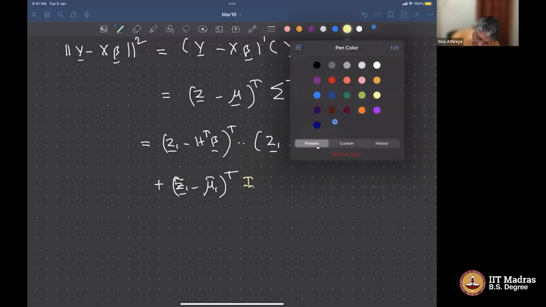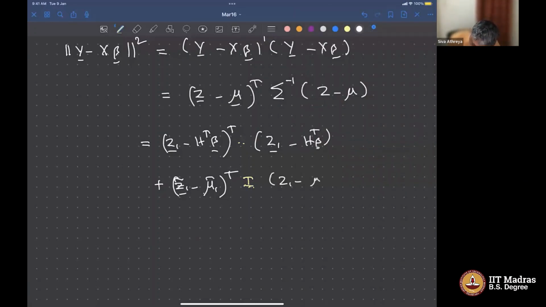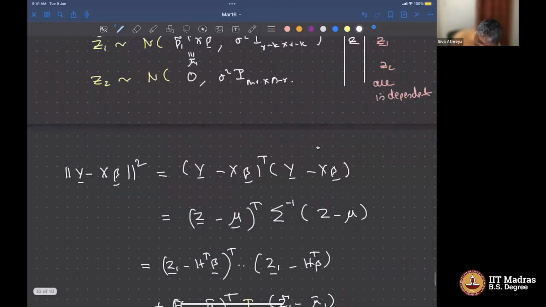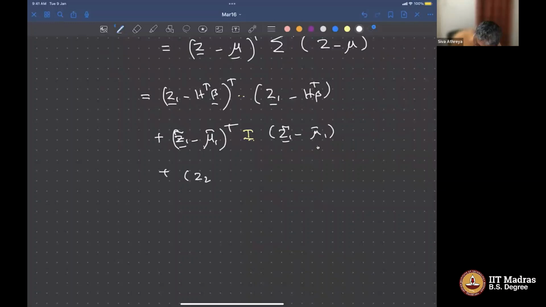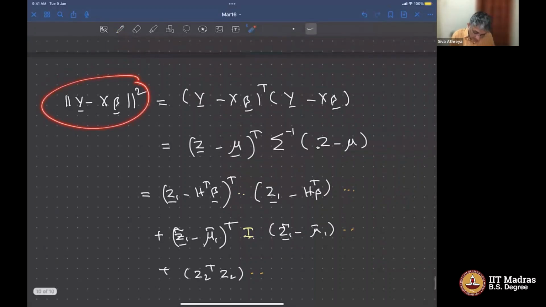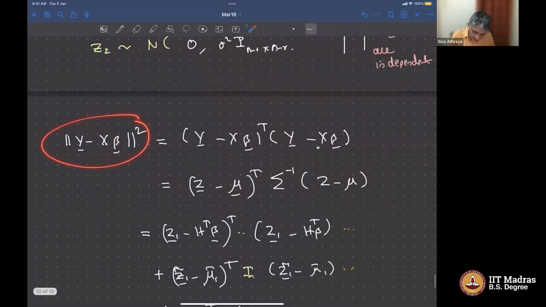This is just Z1 tilde minus mu1 tilde. The mu1 tilde is exactly this P1 tilde, this whole thing. And plus I'll have Z2 transpose Z2, because there's nothing in the middle. There's no need. So now I have broken this up into three independent pieces. This is one piece, second piece, and third piece. And they're all normal, and I've broken up my norm squared into these pieces. That was the whole point of this whole computation. Very cool.